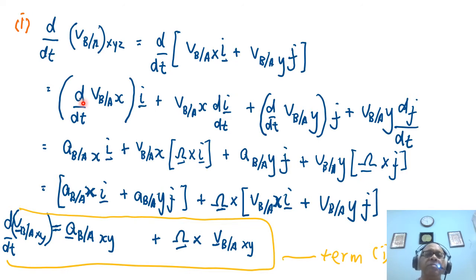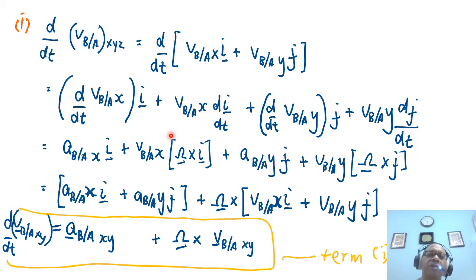So VBA x, when we differentiate it, we will have the acceleration in the x component for B relative to A, and the direction is i. And then when we do d over dt of VBA y, we get the acceleration of B relative to A in the y component in the j direction.